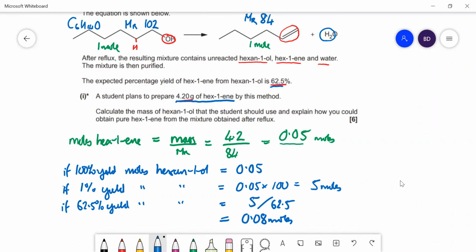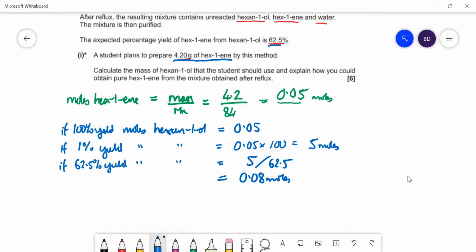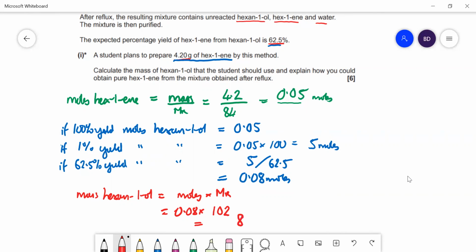That's what we need. So what is the mass of hexan-1-ol we need then? It is equal to moles times the Mr. So that's going to be 0.08 multiplied by the Mr we said was 102, which gives us 8.16 grams. And that's what it asks us to work out, the mass of hexan-1-ol. We'll need 8.16 grams for that.